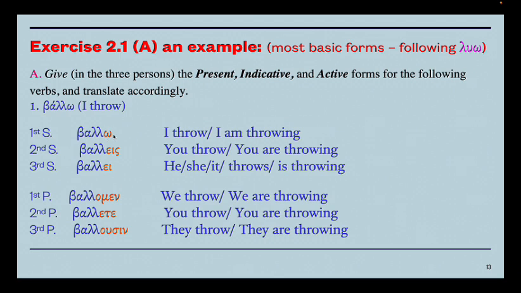Okay, ballo. So I throw, I'm throwing, you throw, you are throwing, he, she, it throws or is throwing. And be careful in your exercise that you correspond to first person singular like this, second person singular. It should show. Okay. What happens in the case of ballets and ballete? How would I know? The English will not tell me if it is plural or singular, but the Greek will tell you: ballets, ballete.